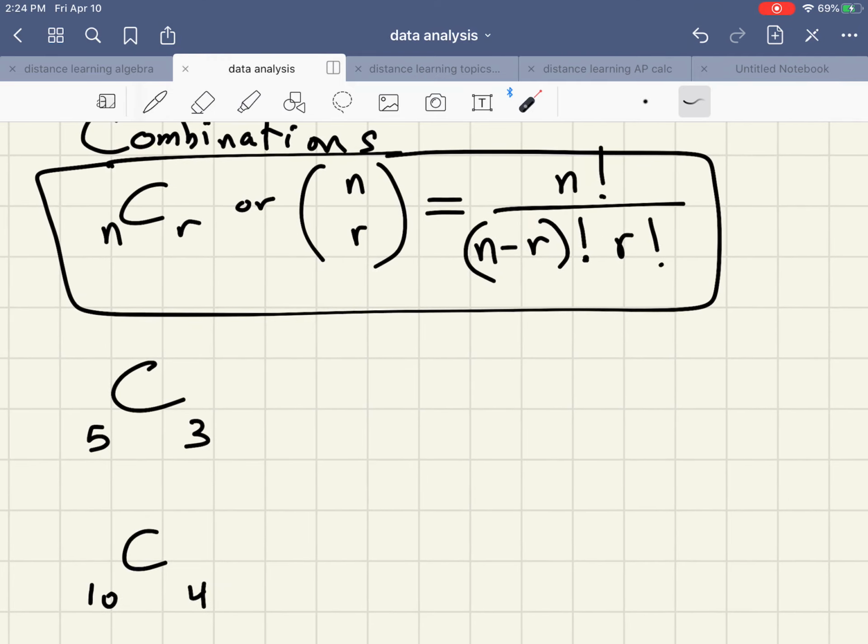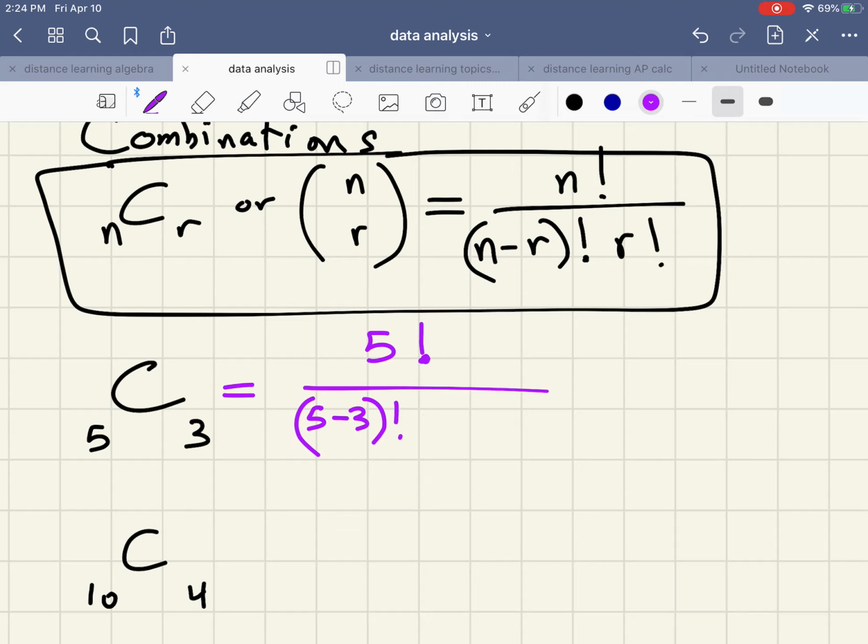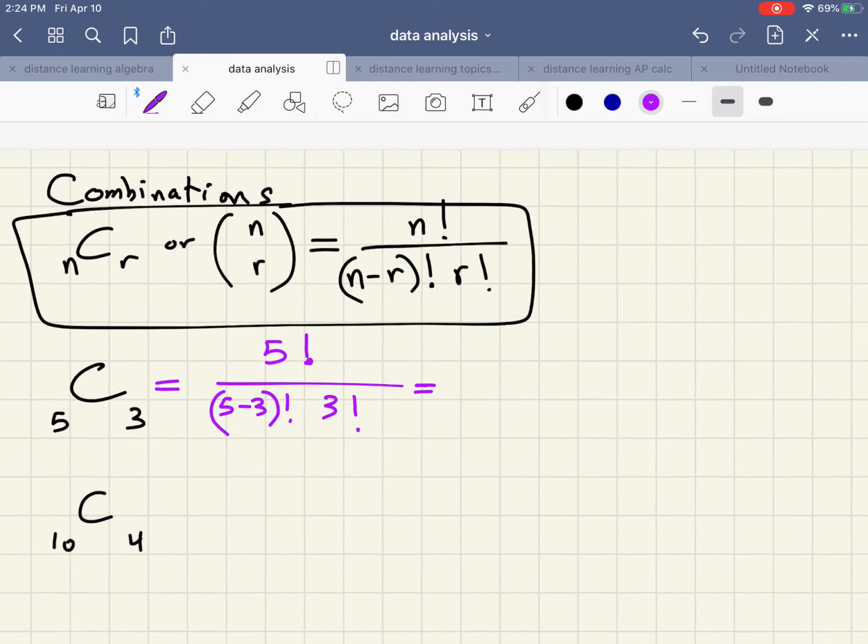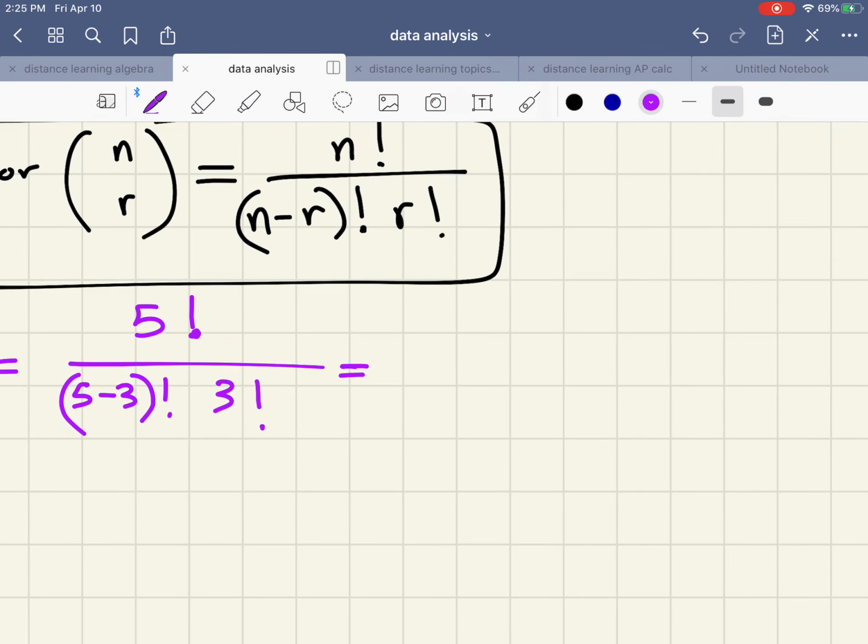So typically this is more common. Our couple of examples here are 5C3 and 10C4. Let's just see how the formula works. In the numerator we have n factorial, so let's take the 5 and put factorial. In the denominator we have n minus r, so that's 5 minus 3 in parentheses, factorial. And then the r again, so 3 factorial.